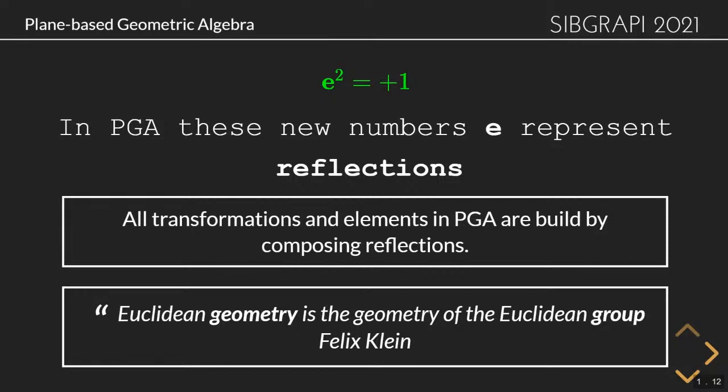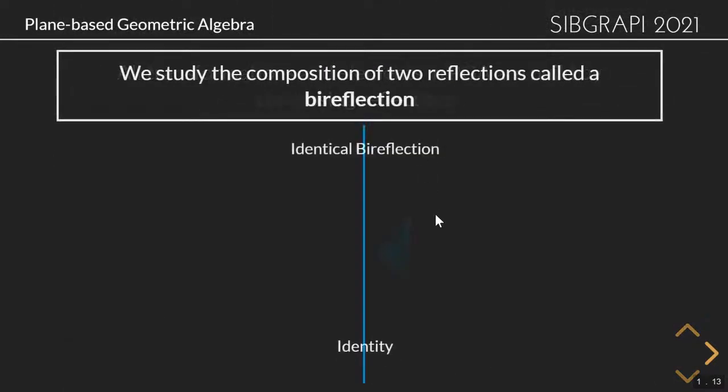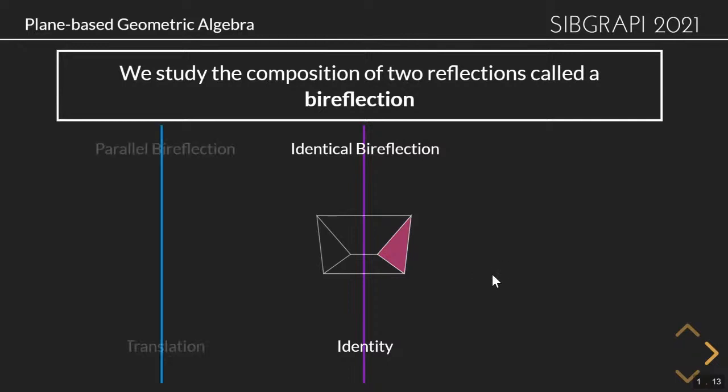So let us look at that Euclidean group. Let us look at those compositions of reflections. And of course, we'll start simple with the composition of two reflections. The simplest case is when the two mirrors are identical. So if we reflect twice in the same mirror, then quite obviously we simply get the identity transformation.